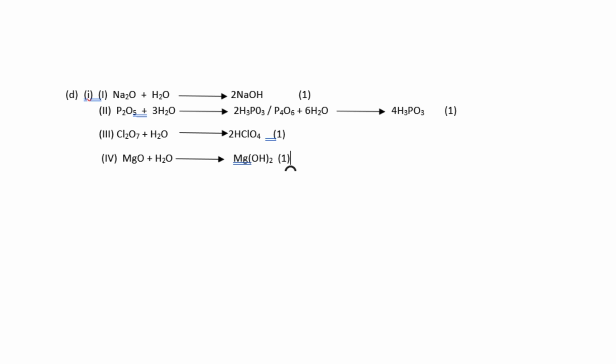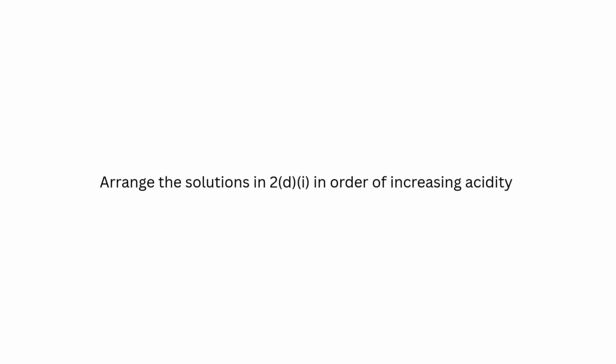They said arrange the solutions in order of increasing acidity. You have to arrange it in order of increasing acidity. So what do you do? You write the name. Can you guess the answer? You write it, and when you're writing it, you show your arrow that's showing how it's increasing, and that is 1 mark. Now the total mark for question 2 is 25 marks.